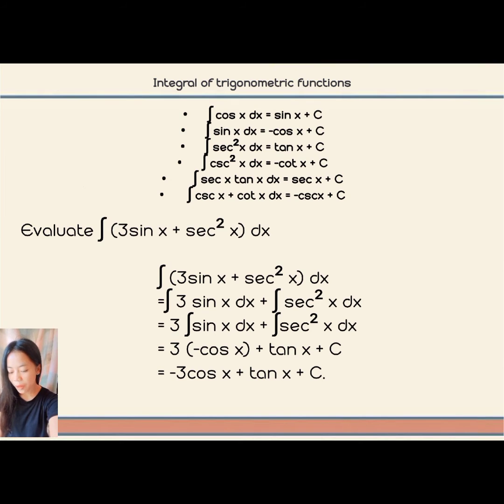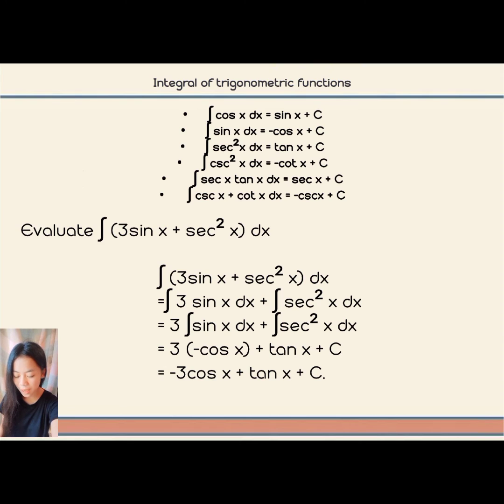Now we can apply our formulas for the integral of trigonometric functions. The integral of sine x dx, that is negative cosine x plus c. So this is equal to 3 times the integral of sine x, which is negative cosine x, plus the integral of secant squared x, which is tangent x plus c, which is the constant of integration.